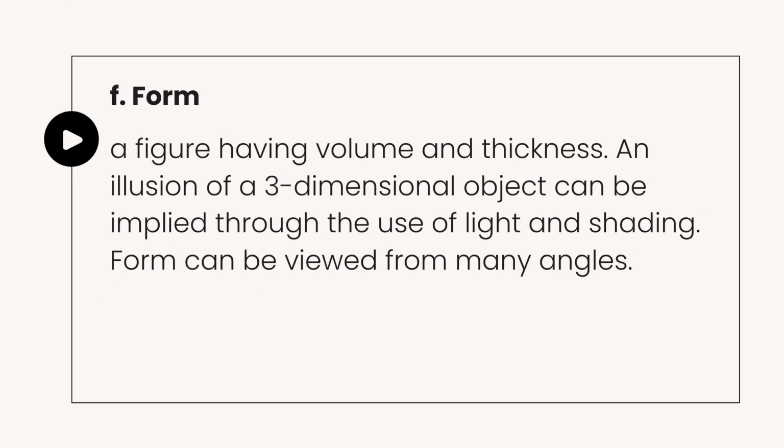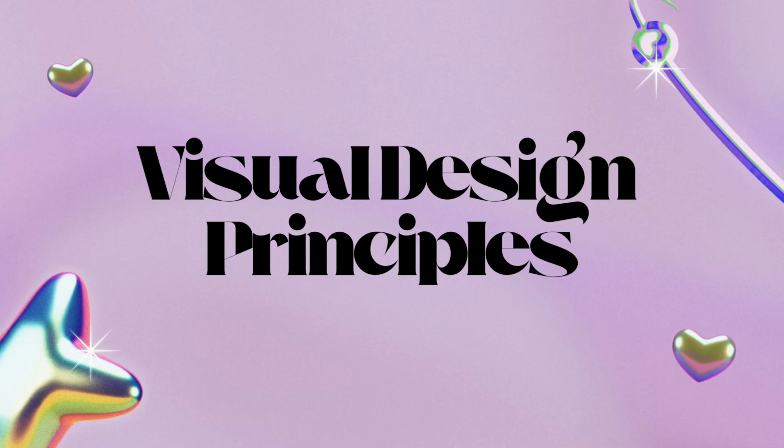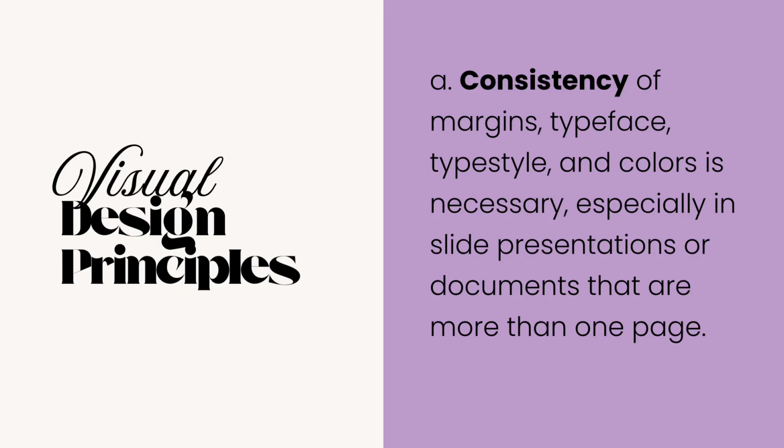And lastly, form, a figure having volume and thickness. An illusion of a three-dimensional object can be implied through the use of light and shading. Form can be viewed from many angles. Now we'll look at the design principles that bring visual elements together into a coherent whole.